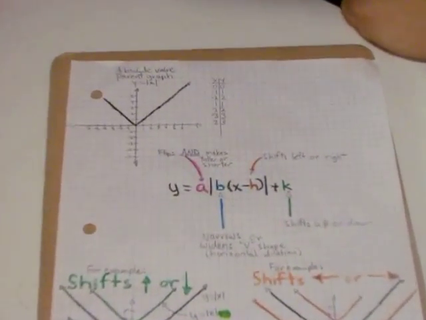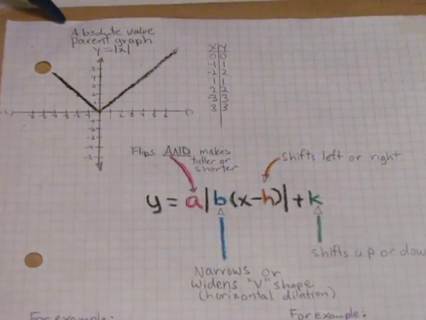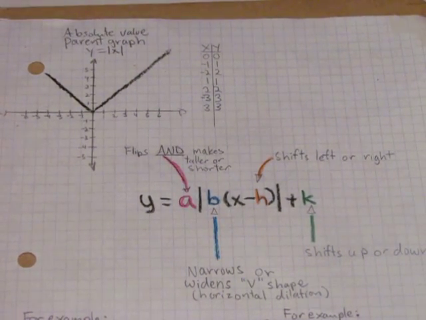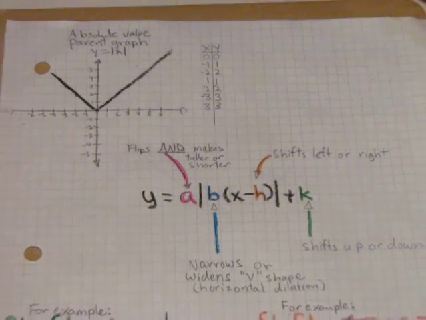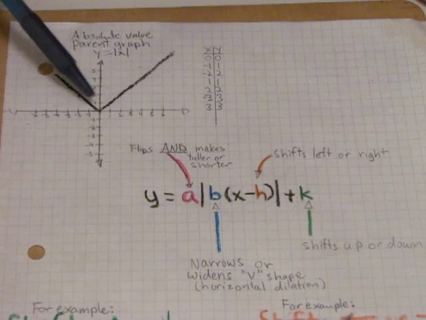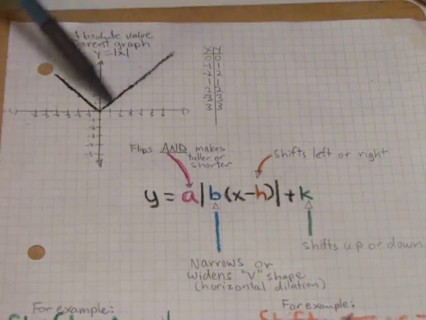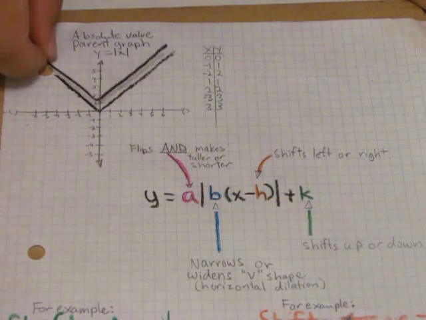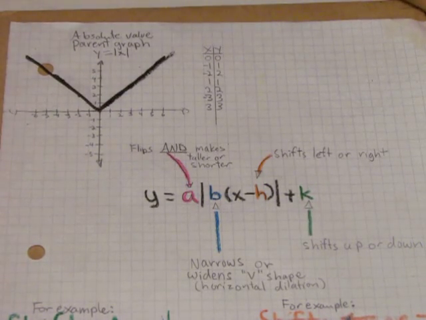What we have here is the absolute value parent function, y equals the absolute value of x. Now, you can plug in a bunch of x values and get a bunch of y values back. What you find is all those points will basically line up on this line here. Okay? Just like that.